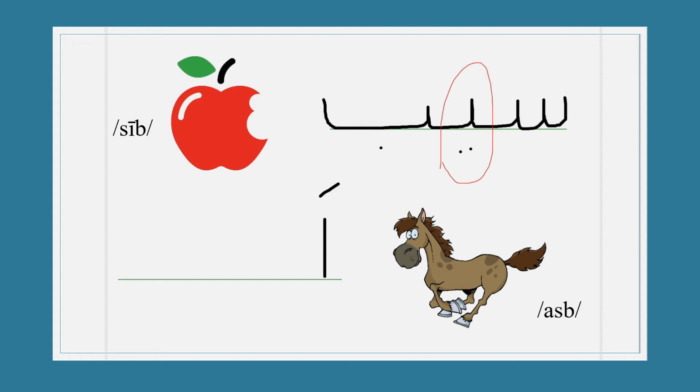The next word is asp. Then we write a in the beginning with this small sign over it. Then comes se, asp, and then be at the end. Why A and C are not connected together here? Because A cannot be connected to other letters from the left side. So we write them separately. Asp, horse.